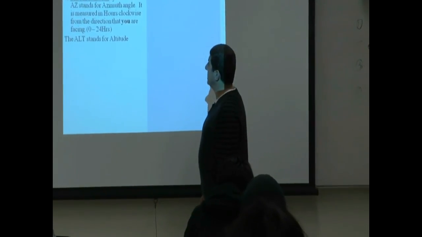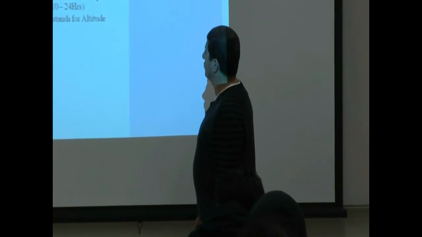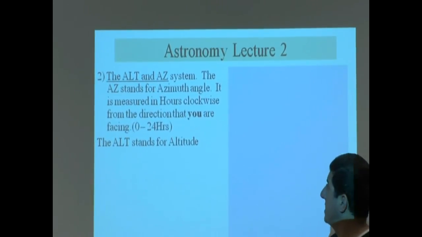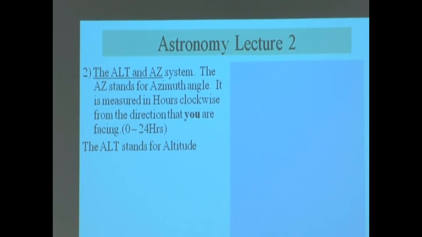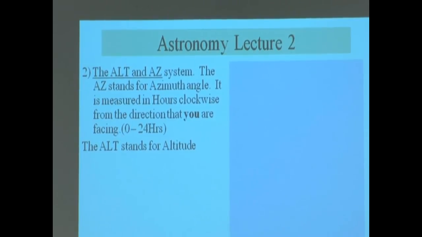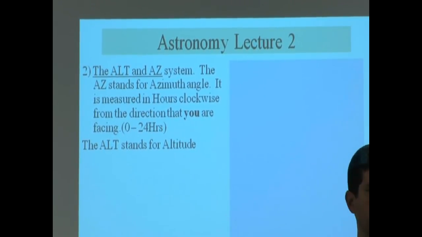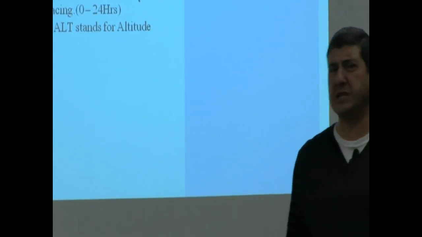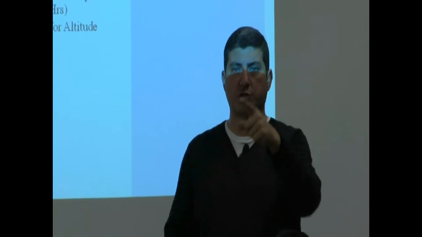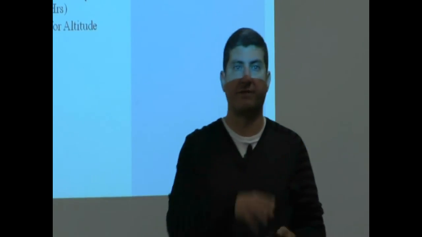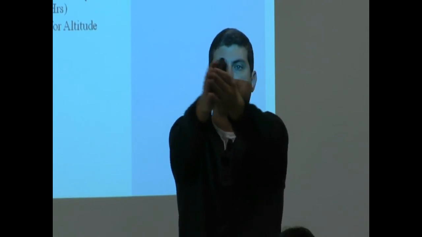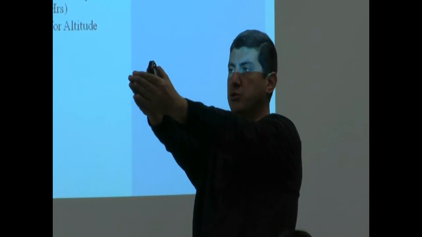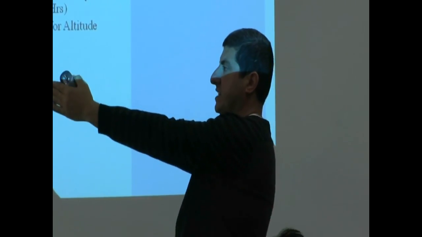The azimuth, AZ, stands for azimuth. It is measured in hours clockwise from the direction that you are facing. So azimuth is kind of like the RA. Remember, the RA angle also goes from 0 to 24 hours. But the difference is the azimuth is from the direction that you're facing. So typically speaking, north will be azimuth 0. Remember, this one was facing north. This is 0. This is 1 hour azimuth. 2, 3, 4, 5, 6.